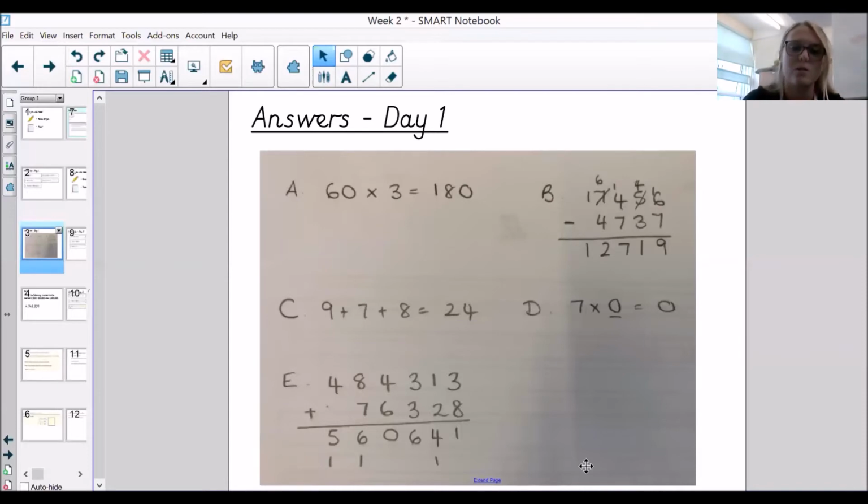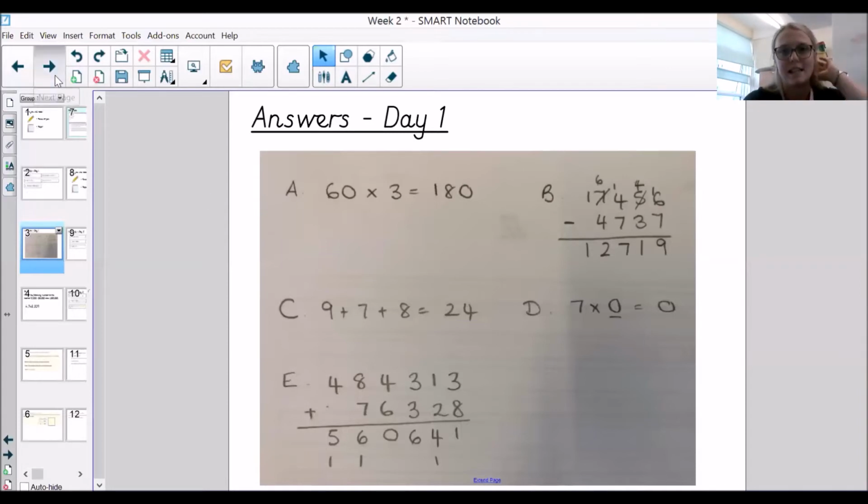So our answer was 560,641, okay? Give yourself a score out of 5. Well done if you got 5 out of 5 on the first day. If not, you'll be able to improve throughout the week, hopefully, and achieve that 5 out of 5.